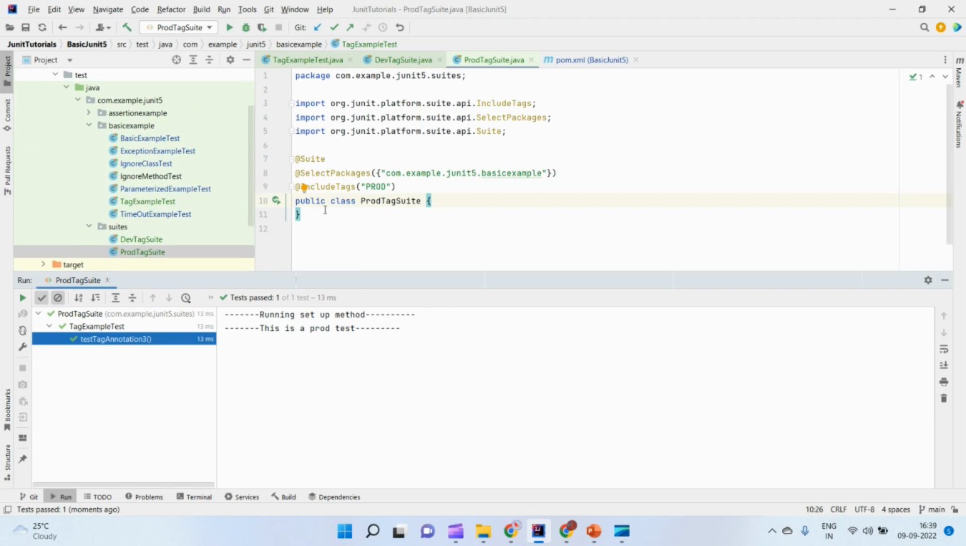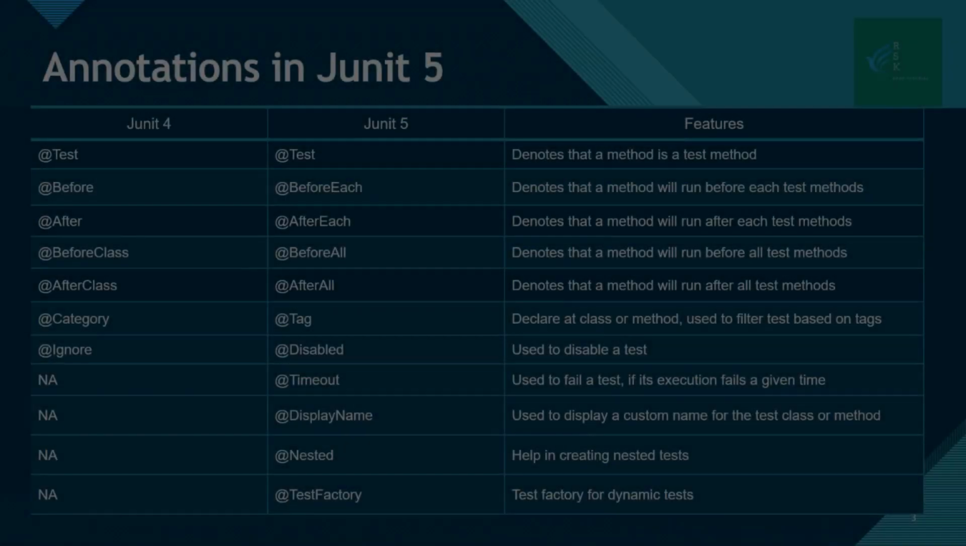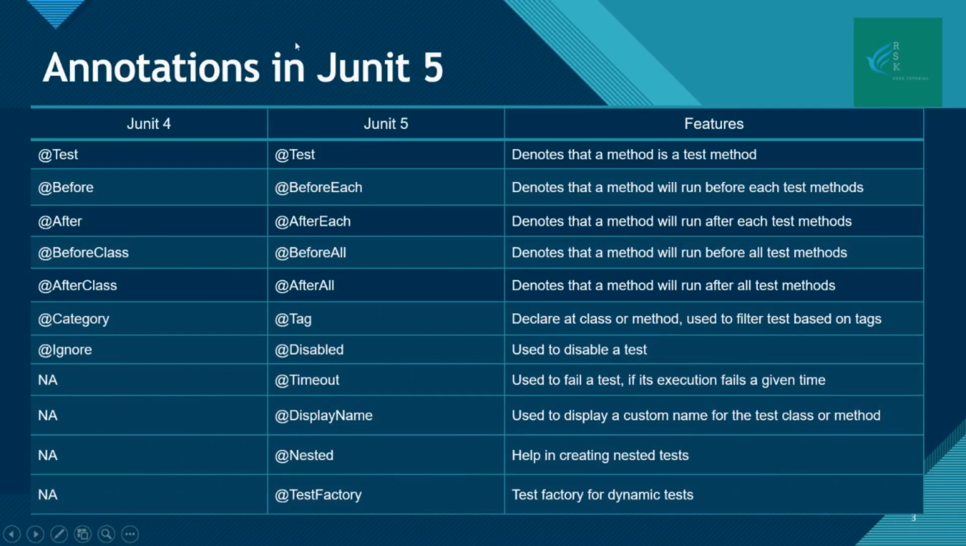So these are some basic examples for the JUnit 5 library. So friends, I hope you understood these concepts, these basic annotations in JUnit 5. We have a few more annotations like Nested and TestFactory. I'll cover those annotations in the next videos. Also, we will cover assertions more deeply in the next videos.